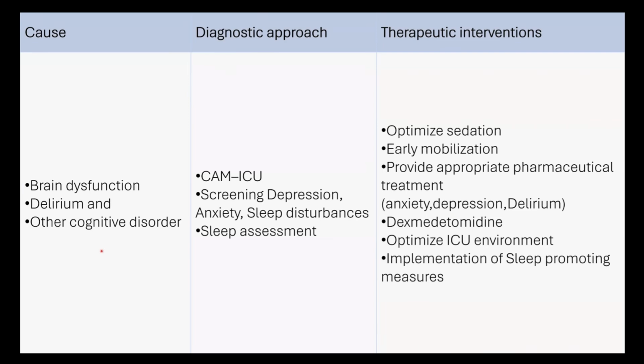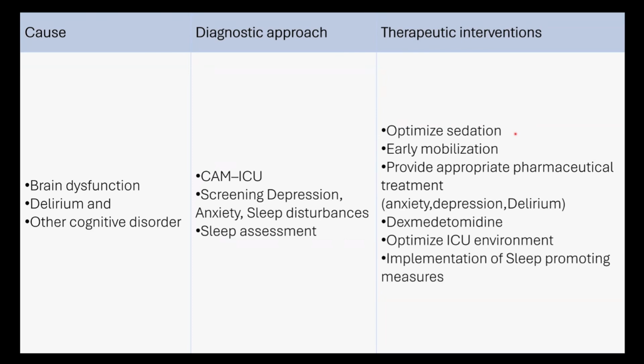And the therapeutic interventions that you can do, we would say optimizing sedation, including reducing the use of benzodiazepines. Multiple studies have shown that benzos really cause increased risk of delirium and prolonged weaning. So we are moving towards reducing the use of benzodiazepines as much as possible. So no more midazolam together with morphine. If you require them, you should dilute separately and titrate the doses separately. So providing appropriate pharmaceutical treatment for their anxiety, depression, or delirium helps.